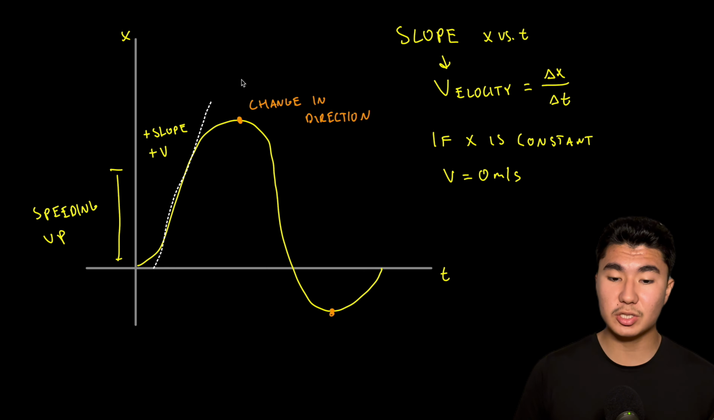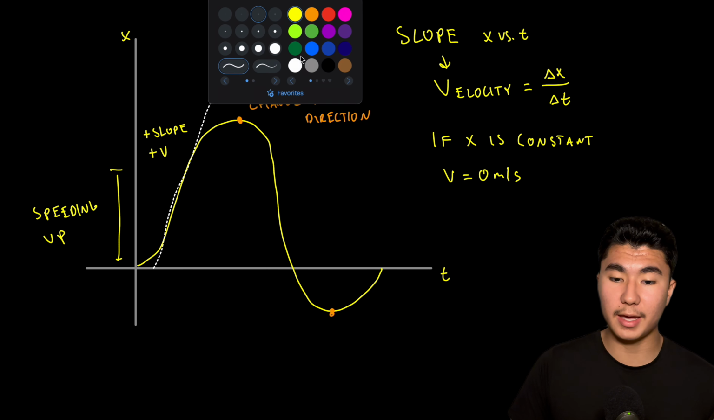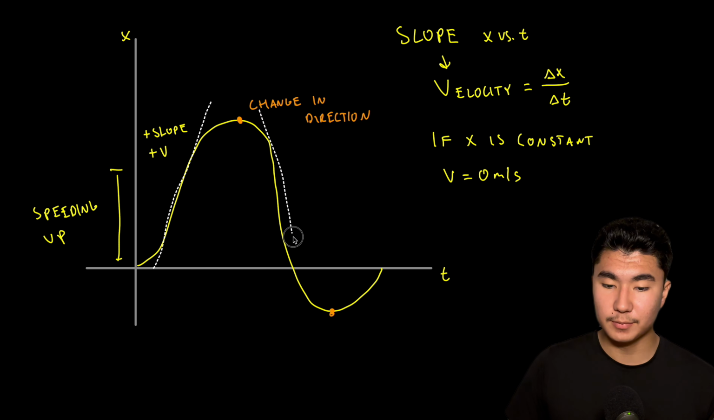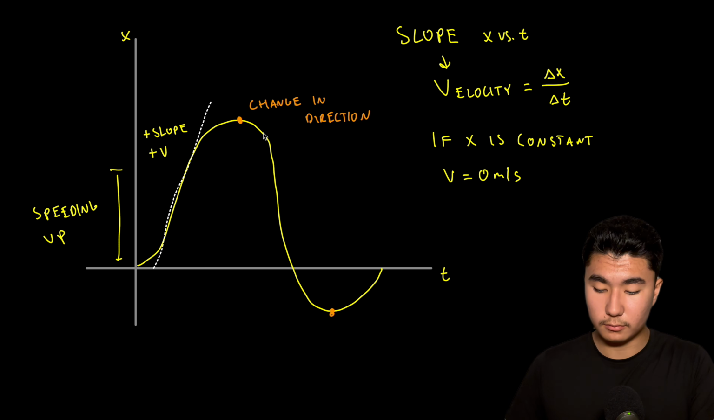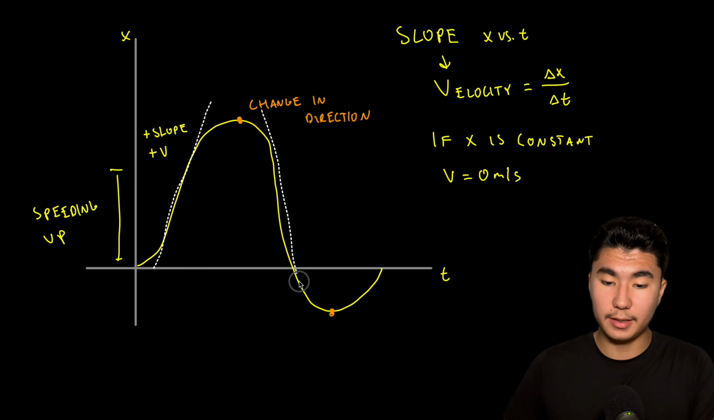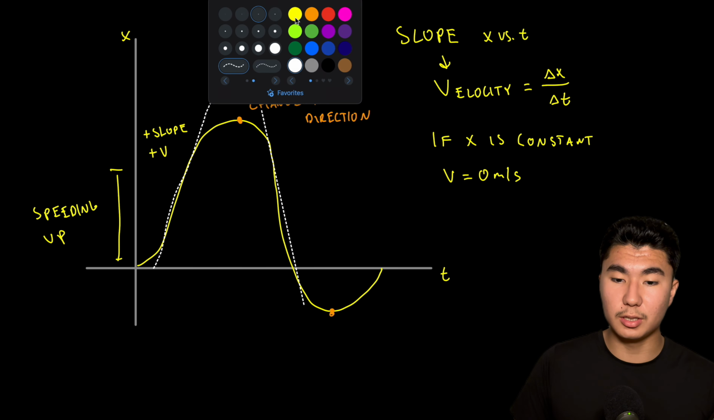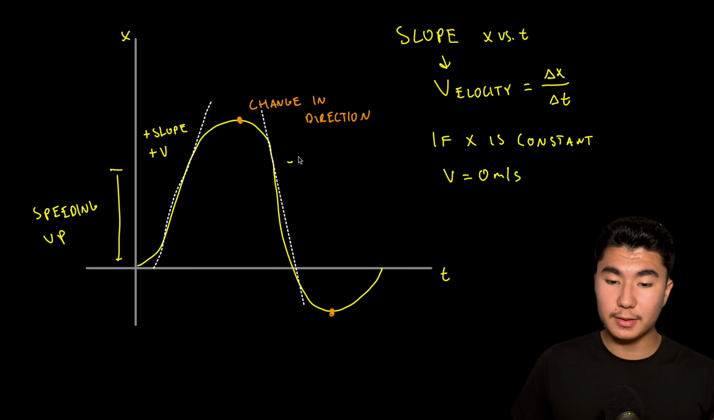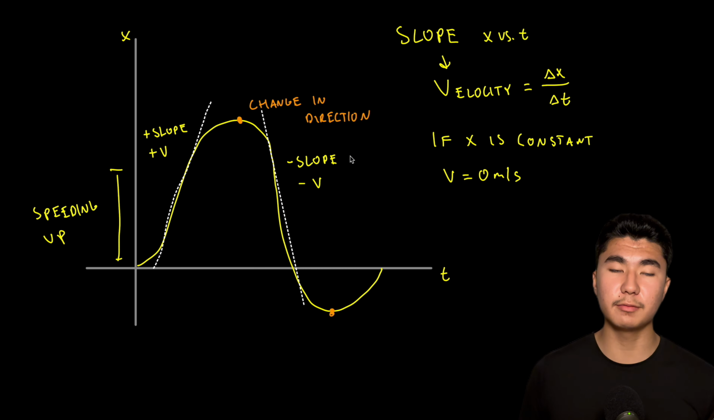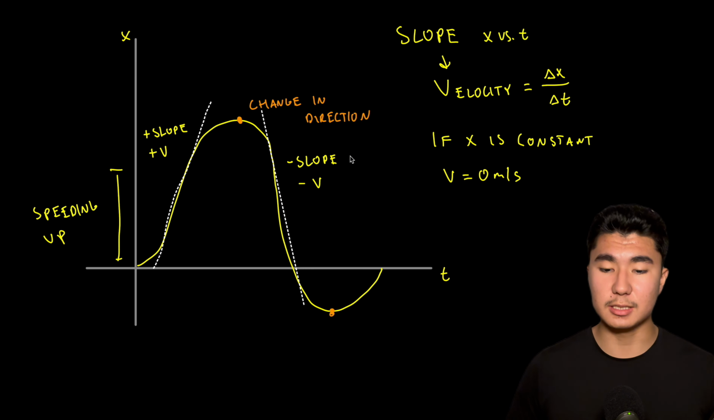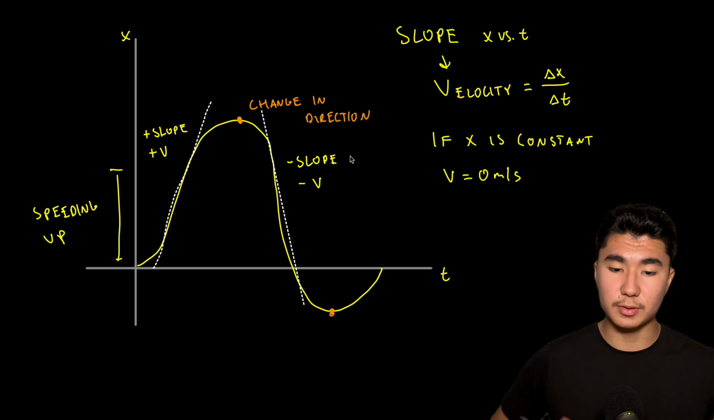And we have this change in direction, and we're going from a positive slope to a negative slope over here. So let me actually change this over here. We have a negative slope. Now we have a negative slope going down. So what does this mean? If we have a negative slope, that means we have a negative velocity. That makes sense because our slope is our velocity, like we said.